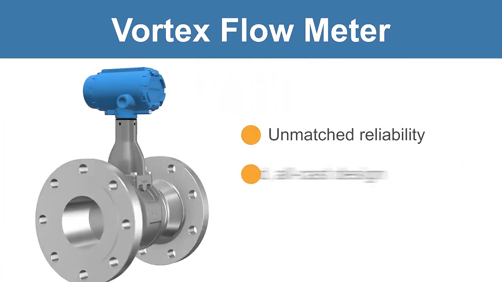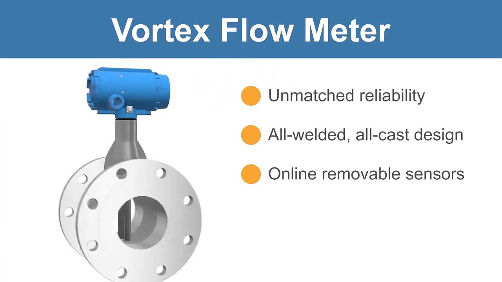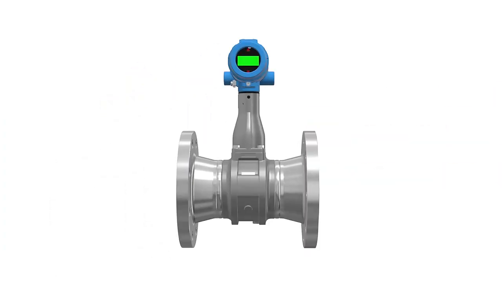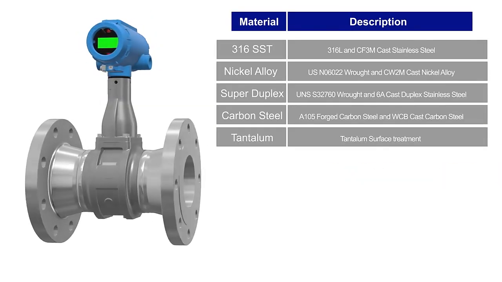Emerson's Rosemount vortex flow meters offer unmatched reliability using an all-welded, all-cast design with online removable sensors for enhanced safety and maximum process availability. Emerson also offers the widest selection of materials to provide a tailored solution for any process or utility challenge.